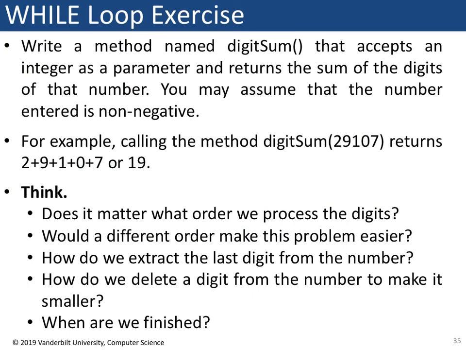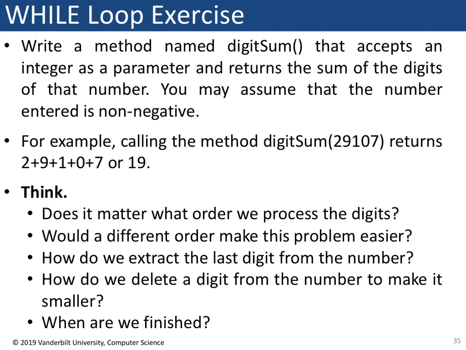So as a final while loop exercise for this lecture, let's write a method called digit sum that accepts an integer as a parameter and is going to return the sum of all the digits. And you can assume that the number the user enters is non-negative, so we won't do data validation on it. As an example, if the user typed in 29,107, then the method would return 19, because that's the sum of all those digits.